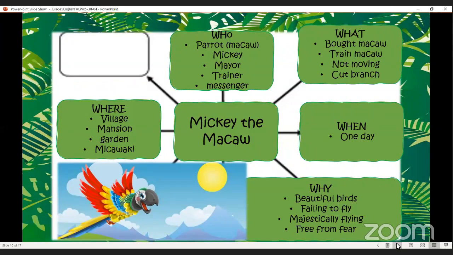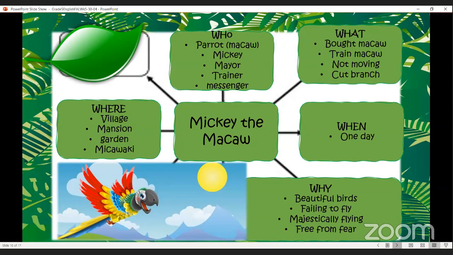Okay, this is my mind map. All right, so I have decided to do it about a macaw. Right. And a macaw is a parrot, and I gave him the name Mickey. So that's my title, Mickey the Macaw. All right. How did I manage to make my title sound interesting? I hope you're noticing how. Right, my who, it's about a parrot, a specific parrot, a macaw. His name is Mickey. There's going to be a mayor in the story. There's going to be a trainer in the story. There's going to be a messenger in my story.